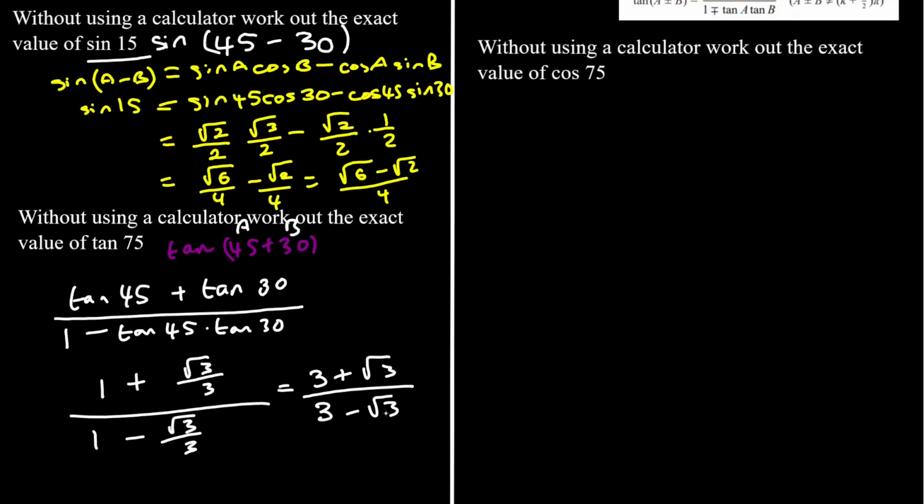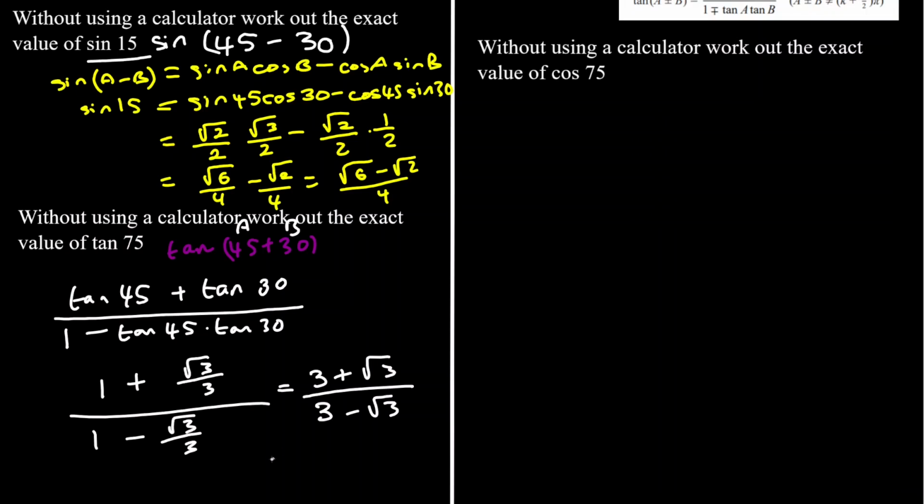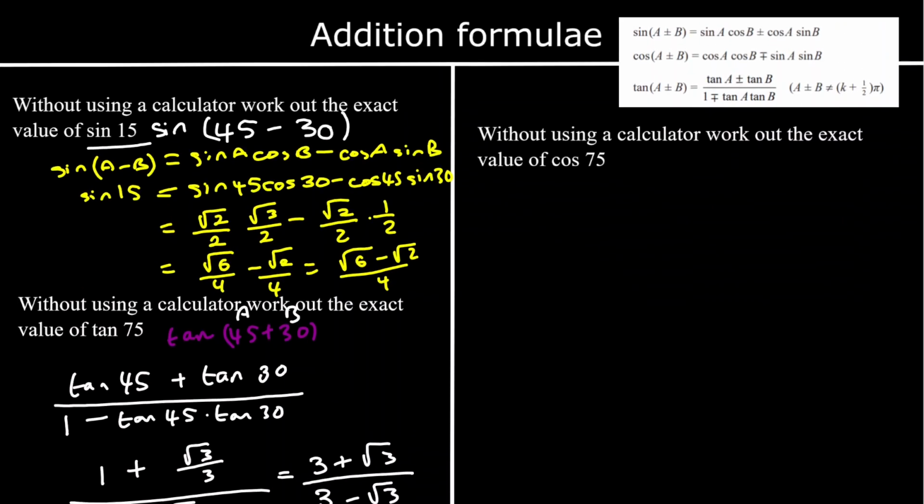And then I do want to rationalize the denominator as well. I'm going to just type it in the calculator because I'm running out of room. So 3 plus square root 3 over 3 minus square root 3 is 2 plus root 3. One for you to try. Give it a go.